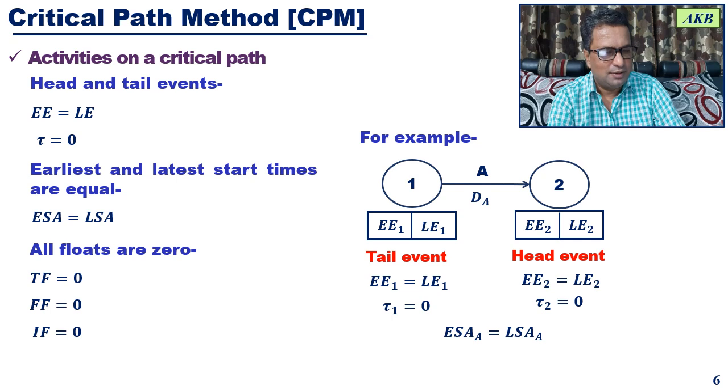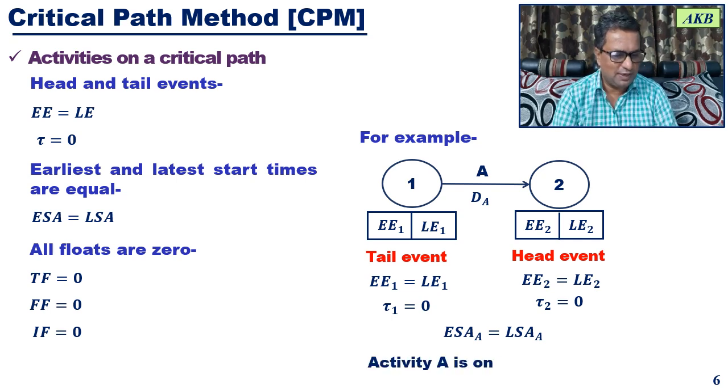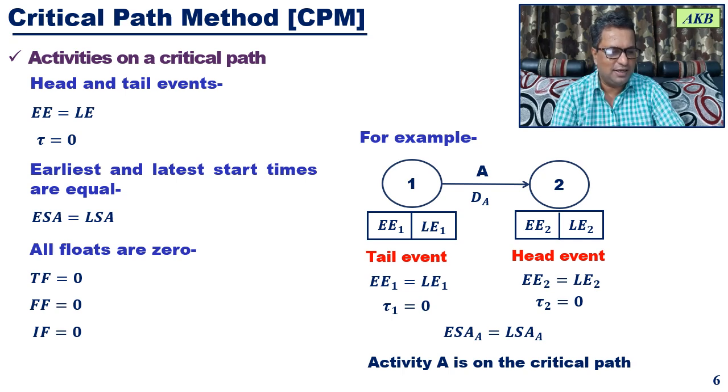Similarly, if activity A has earliest start time the same as latest start time, then that activity will lie on the critical path. So in this way, finally you can conclude that activity A is on the critical path. Similarly, if all three floats for activity A are equal to 0, then that activity will also lie on the critical path. That is, you conclude that activity A lies on the critical path.